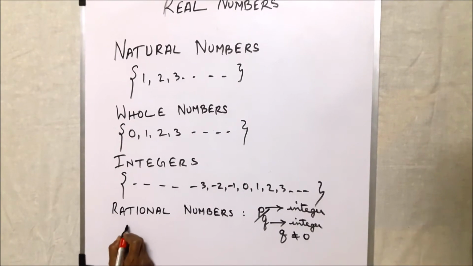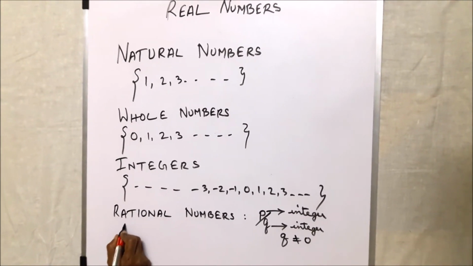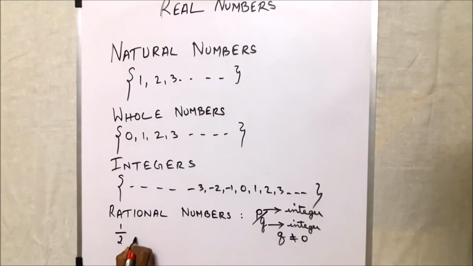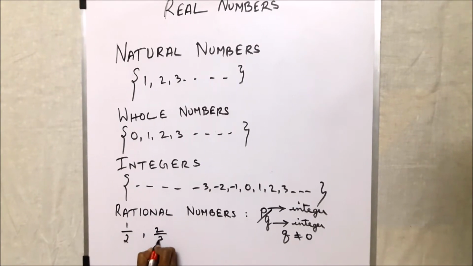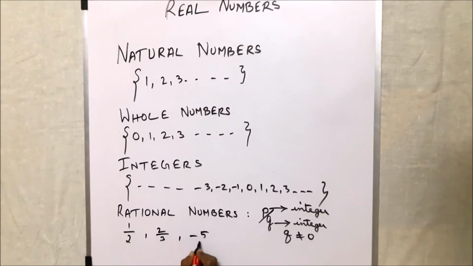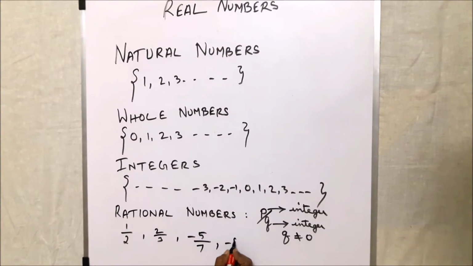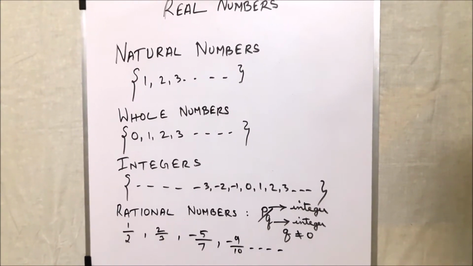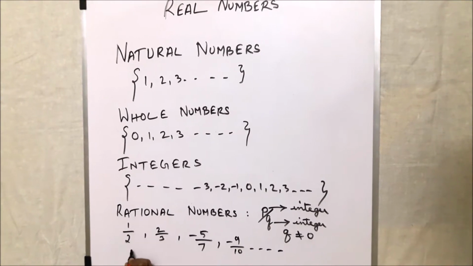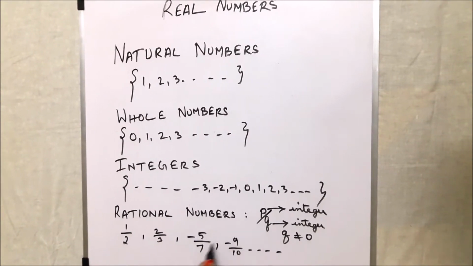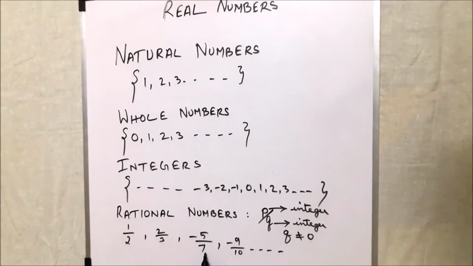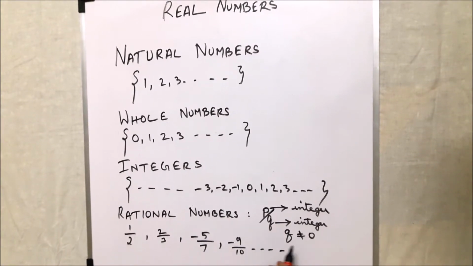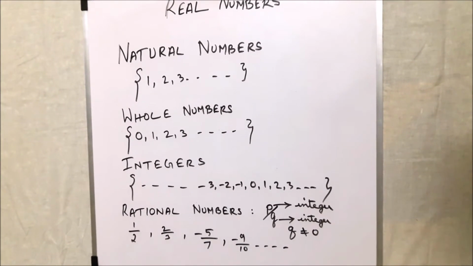Let me give you an example. Rational numbers are of the form 1 by 2, 2 by 3, minus 5 by 7, minus 9 by 10, etc. These are rational numbers. Rational numbers are numbers of the form p by q. The numerator is an integer, the denominator is an integer, but the denominator should not be equal to 0.